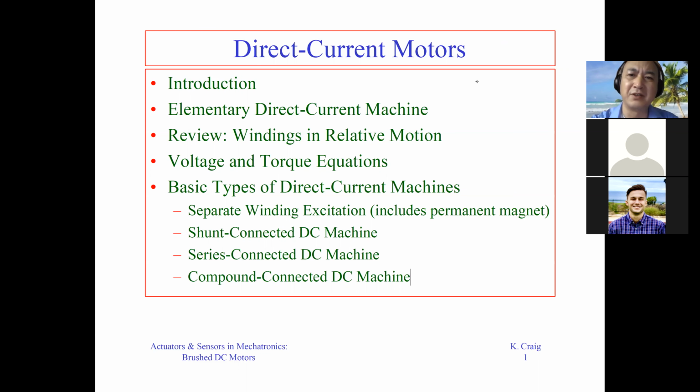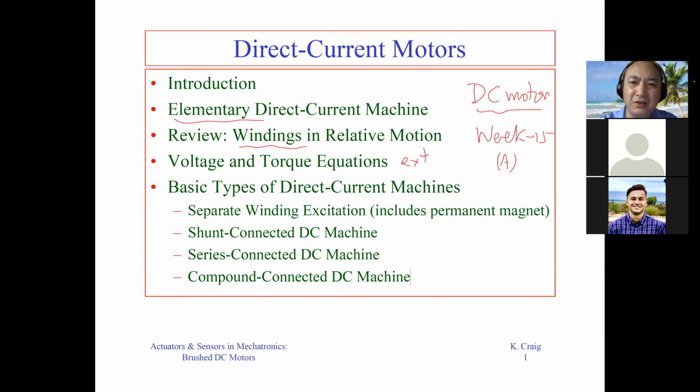So today we are going to talk about DC motors. In mechatronics, this is very fundamental. Today is week 15 and lecture 8. We are going to go through what the elementary DC machine is, then some of the winding relative to the motion, especially the voltage torque equation. This is called the external relationship. Then we are going to talk about four types of DC motor excitation method: separate winding excitation, shunt connected, series connected, and compound connected.